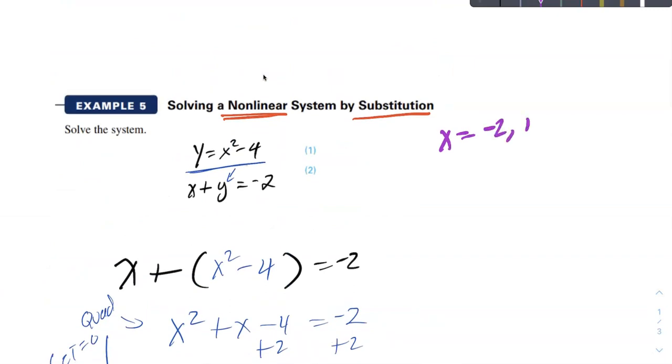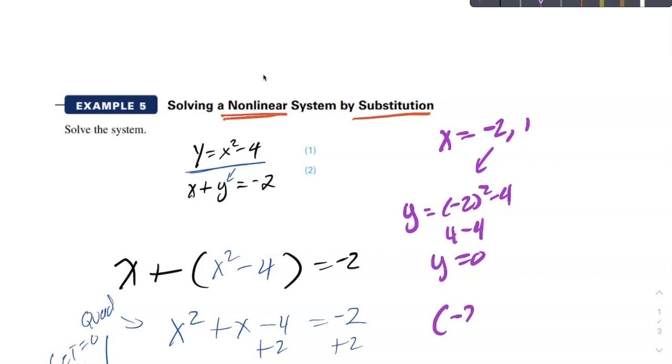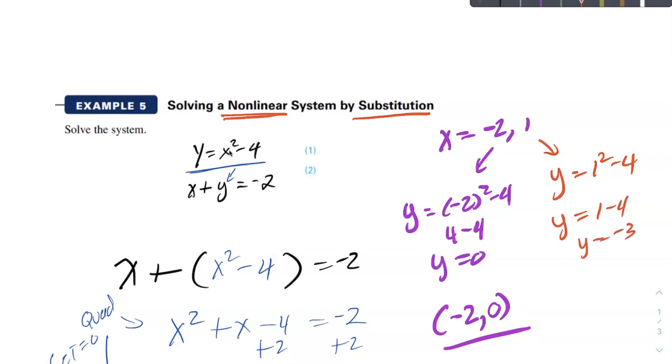When x equals negative 2, what is my y? My y is negative 2 squared minus 4, which is 4 minus 4, which is 0. So I have one point, negative 2 and 0. Remember, x comes first, y comes second. When I plug 1 into my equation, y equals 1 squared minus 4, so y equals 1 minus 4, which is negative 3. So I get the point 1 and negative 3. Those are the two places it intersects.